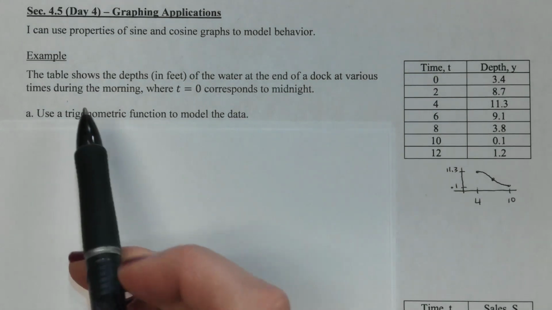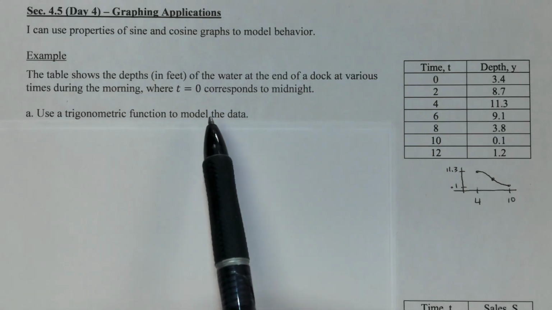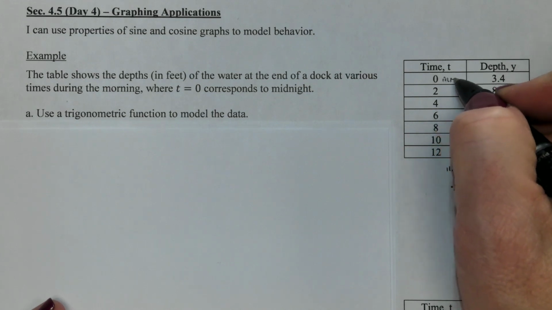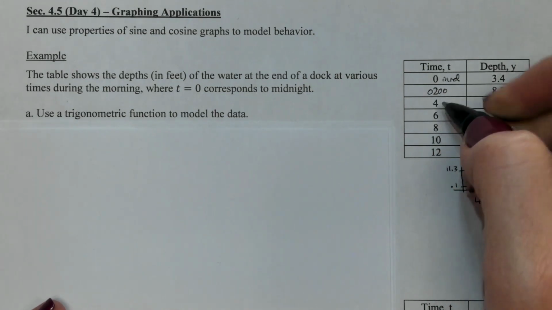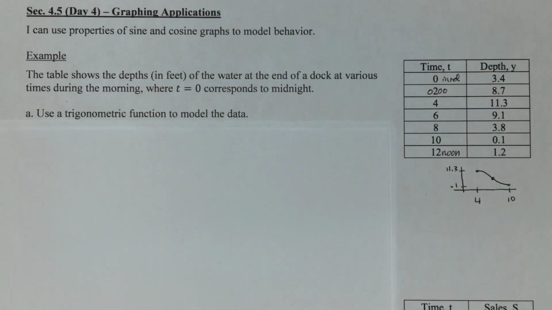So the first one we're going to tackle says the table shows the depths in feet of the water at the end of a dock at various times during the morning. So t equals 0 corresponds to midnight. So this is midnight, this would be 2 in the morning, 4 in the morning, 6 in the morning, 8, 10, and then we get around to noon. So a 12-hour period and different depths of the water at the end of the dock.